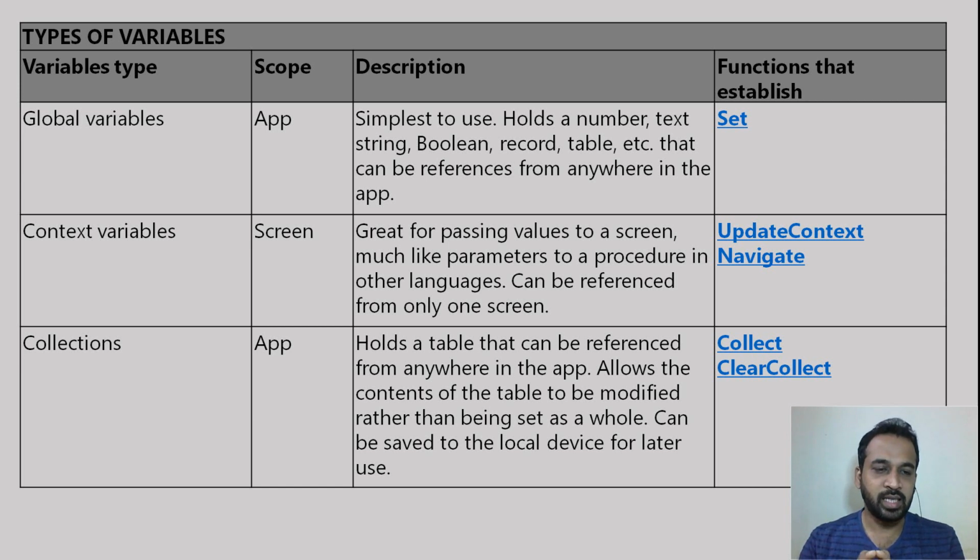And the third one is the collections. The scope is also throughout the app. It holds a table that can be referenced from anywhere in the app, allows the content of the table to be modified rather than being set as a whole, and can be saved to a local device for later use. So we need to use Collect and ClearCollect. We'll discuss this in our future videos as well.